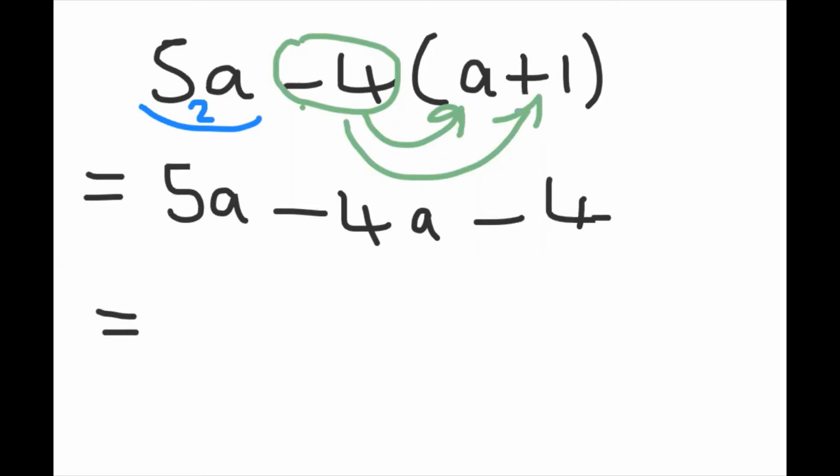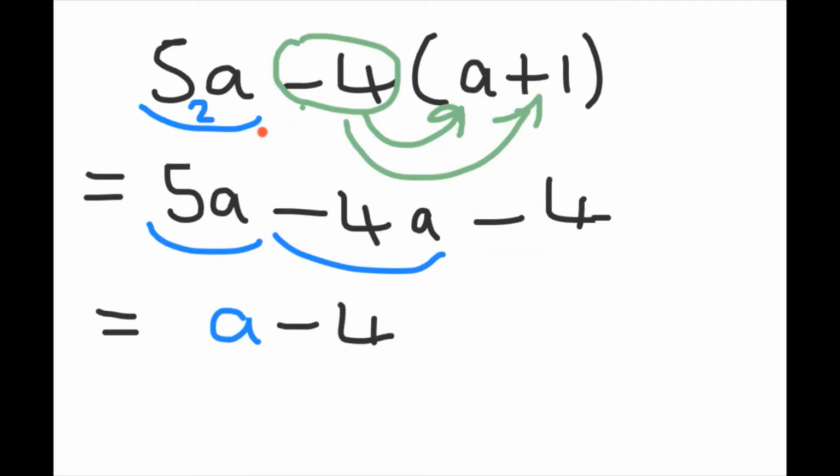Now we see if we have any like terms. Yes, we do. There's a 5a and there's another a. So let's do this. 5a minus 4a gives us only 1a, but we don't need to write the 1a, so we can remove that. And then minus 4. A minus 4. And just check. We have 5a. That becomes minus 4a. That becomes minus 4. 5a minus 4a is just a, and that is as simplified as we can possibly get.